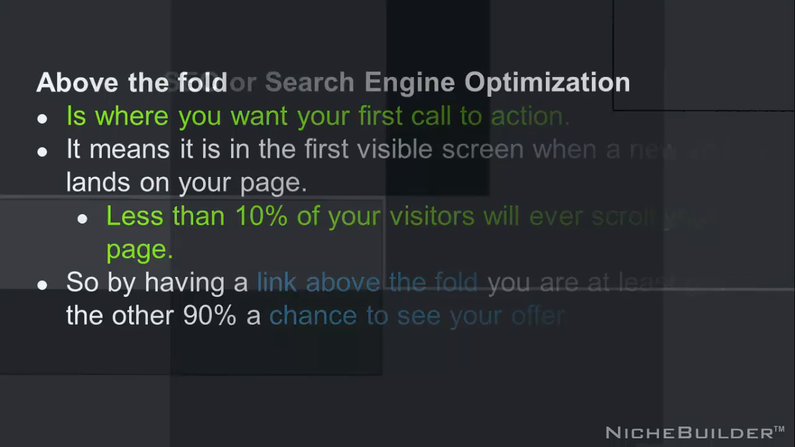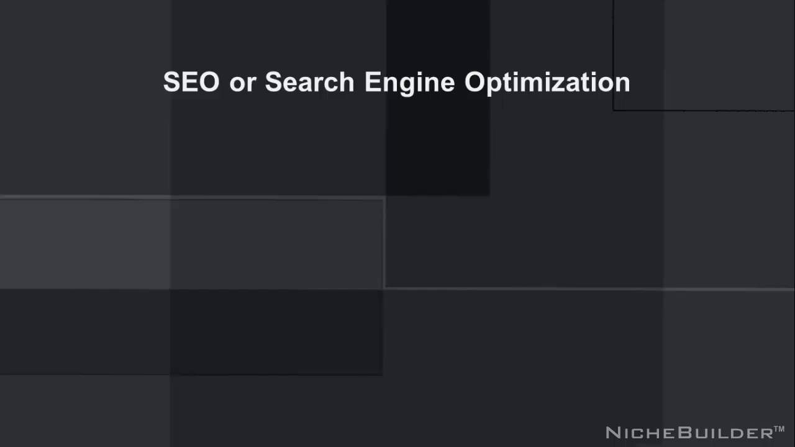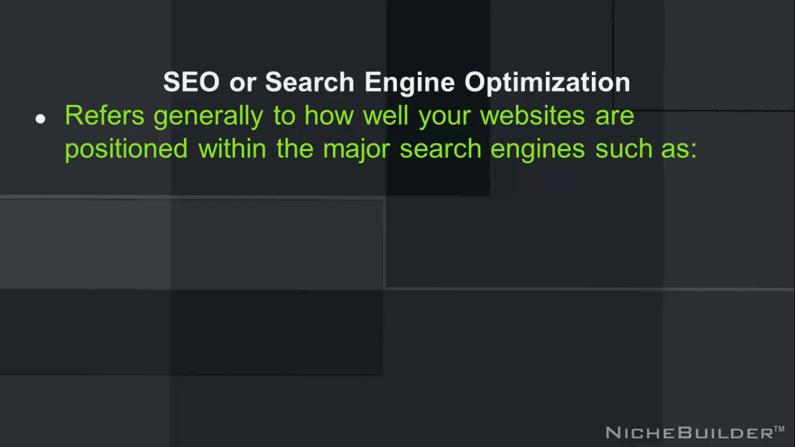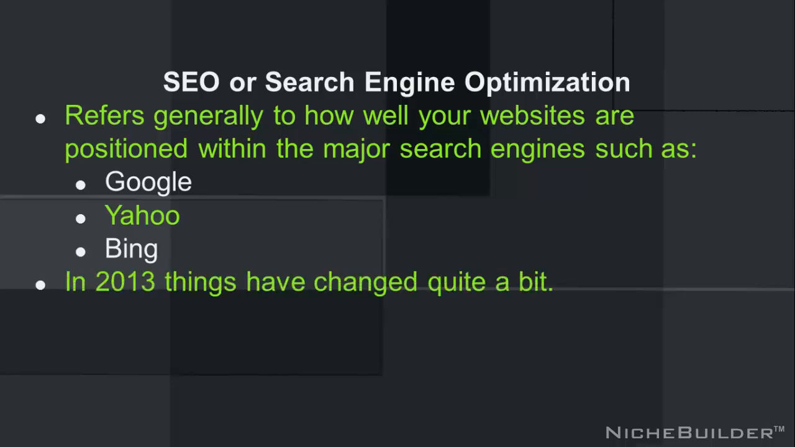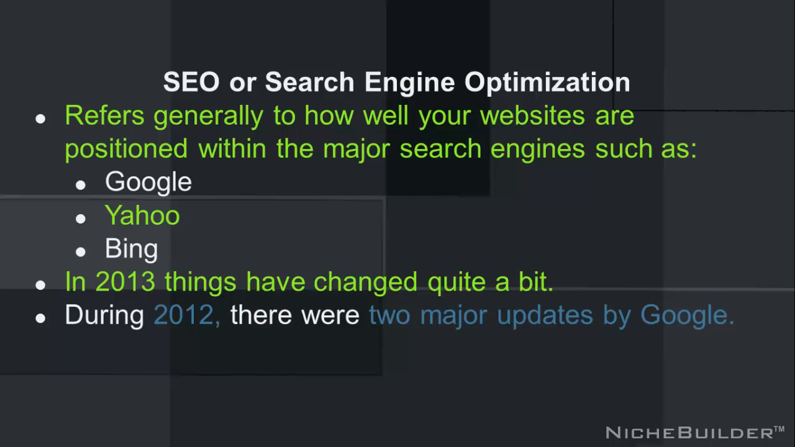SEO, or search engine optimization, well, what is that? That's referred to generally as how well your websites are positioned within the major search engines such as Google, Yahoo, and Bing. In 2013, things have changed quite a bit. During 2012, there were two major updates that Google did that changed the face of SEO forever. The two updates that I'm referring to are the Panda and Penguin updates.